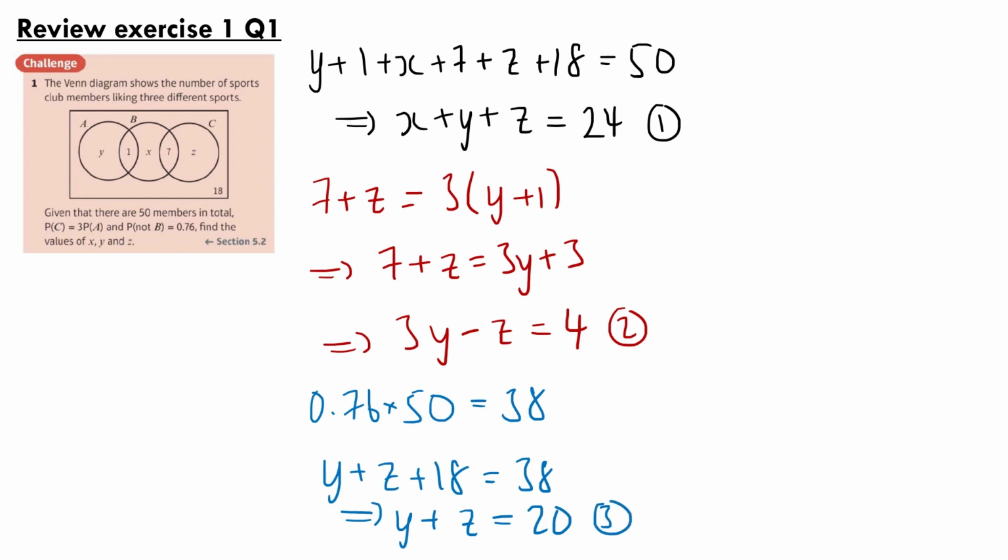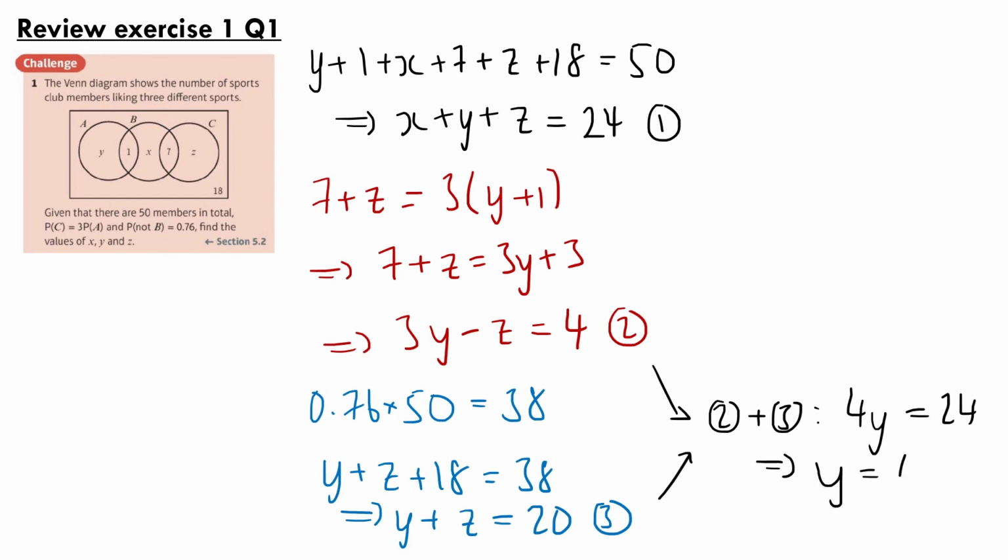Now we can solve equations 2 and 3 simultaneously. So if we add them together, 2 plus 3, the Z's will cancel, so we get 4Y is equal to 24, so we know Y is equal to 6. Now plugging that back into the third equation, we get that 6 plus Z equals 20, so we know that Z is equal to 14.